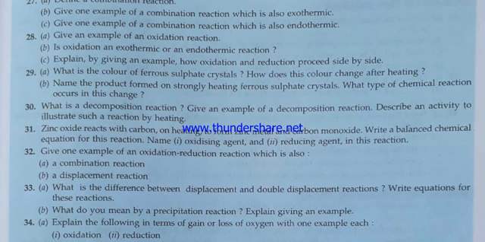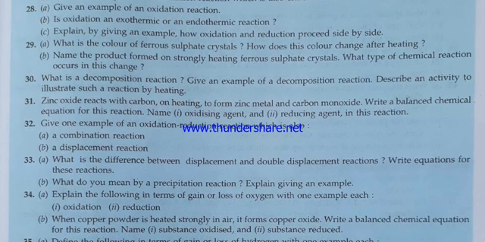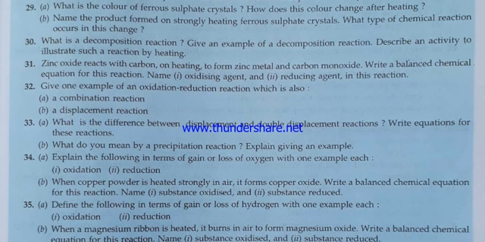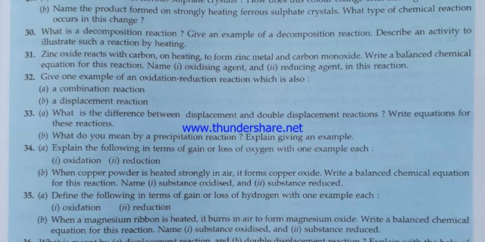Name the combination reaction, that is Mg plus O2 will form MgO. Displacement reaction, you can say, that is Mg plus CuO, copper oxide, will form MgO plus Cu. Differentiate between displacement and double displacement reaction. In displacement reaction, it is about the change of a more reactive element, but in double displacement, there is interchange of ions. What do you mean by precipitation reaction? When some solid substance settles down at the bottom.